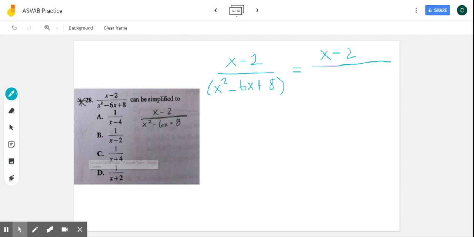All right, this problem is asking you to simplify this expression here. We have x minus 2. We call that a binomial. It's two terms, 1, 2. On the bottom, we would call that a trinomial. It's also a quadratic equation.